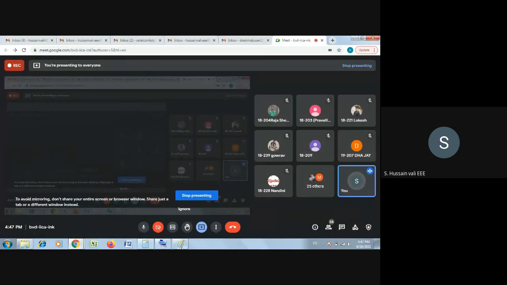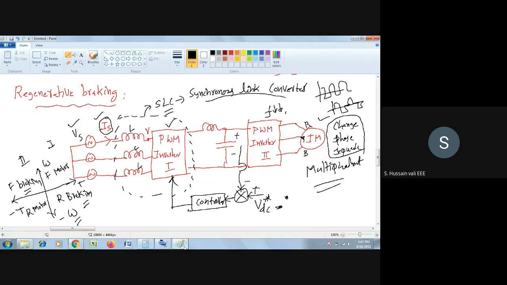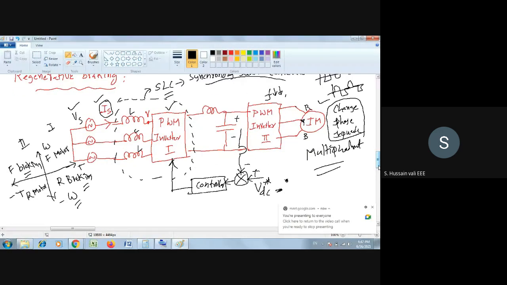So now I will just repeat this multi-quadrant operation. What is this multi-quadrant operation? You have four quadrants: one, two, three, four. In one and two, you see the speed is positive. So when the speed is positive, you don't do any kind of changes to the phase sequence. So then the power comes from the source directly to the induction motor. That is the first quadrant.